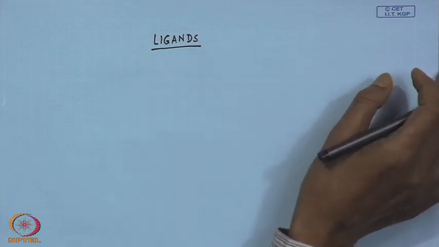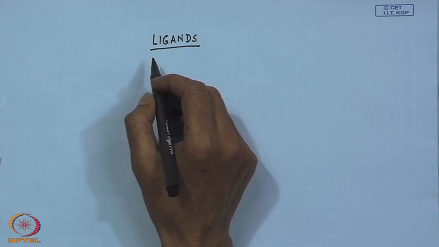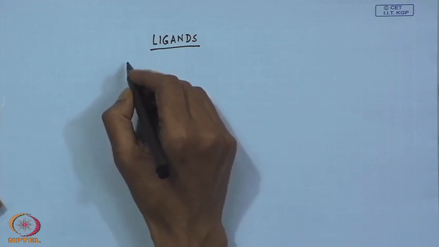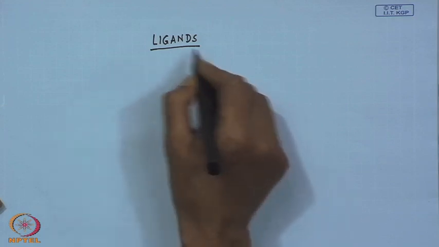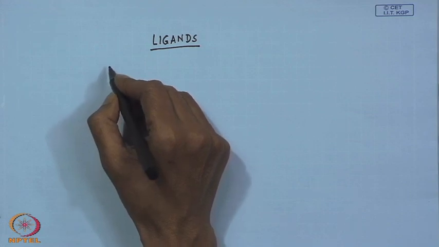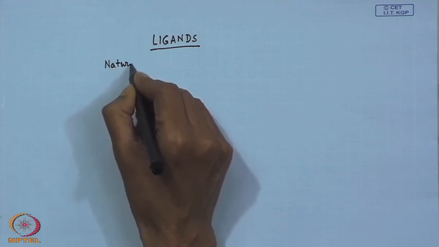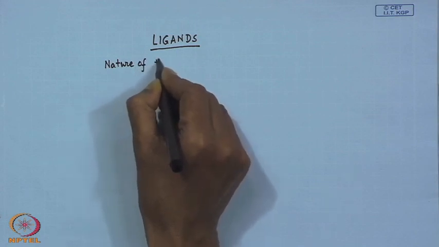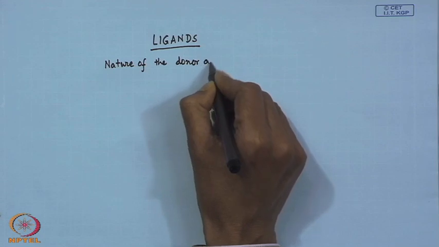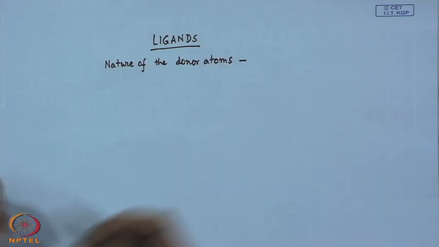In the first part, we have seen how we can classify the different ligands in terms of their denticity, that means the number of donor atoms. Now, we will see that these ligands can be further classified in terms of the nature of the donor atoms, which is very important.